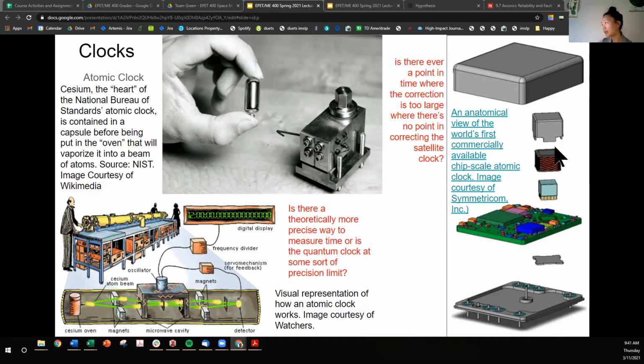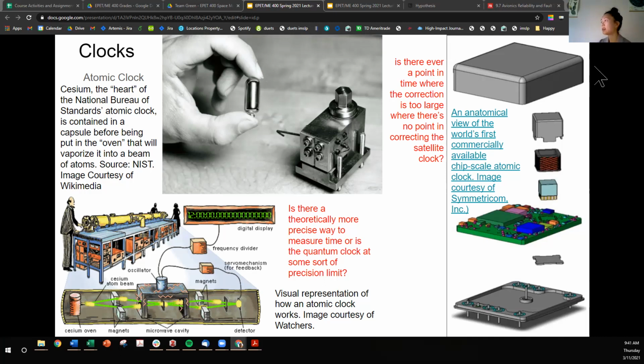On the far right, you'll see a chip version of an atomic clock. Technology has progressed enough that you don't need to have this oven, you don't need to have this large tube or distance for the atom beam to travel. Instead, you can collapse the whole setup into this chip. This has been a relatively new technology development, so that's pretty exciting. Previously, atomic clocks have been rather large, but this miniaturized version can enable small satellites to be much more capable.